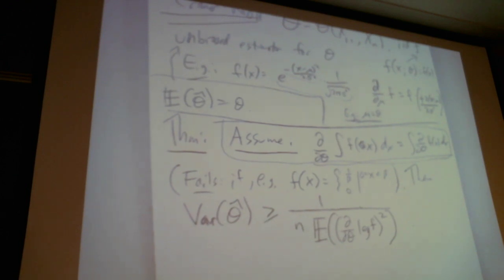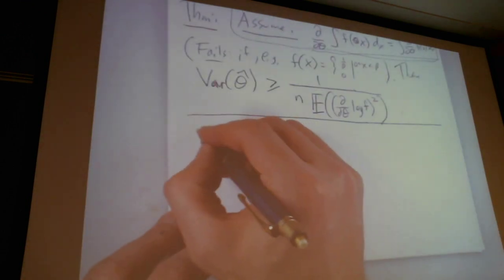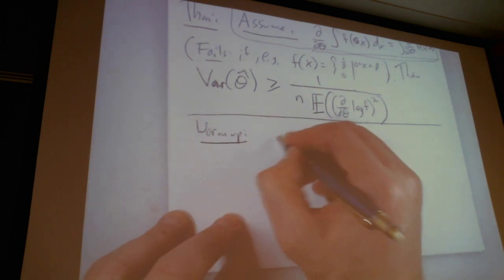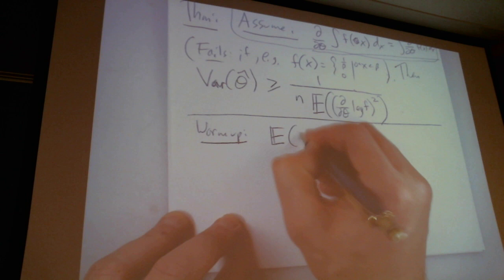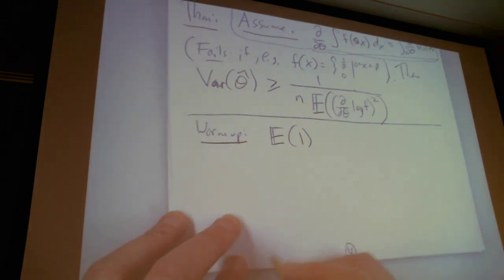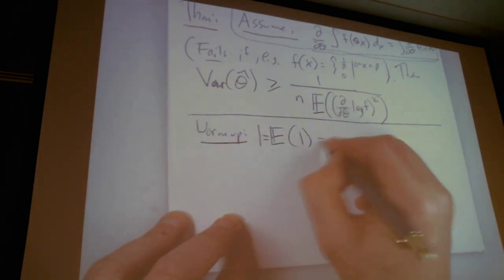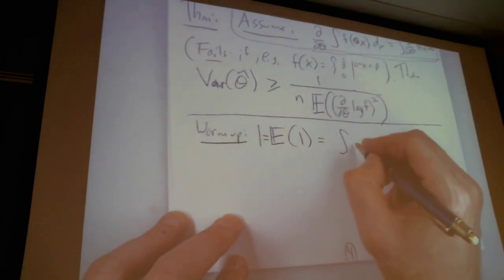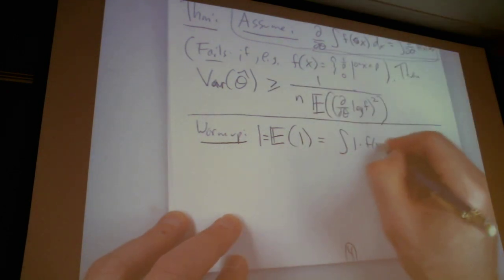Now let's unpack all of this. Let's unpack it with some simple examples. Before we get to this, let's warm up. What is the expected value of 1? It's the integral over the whole domain of 1 times f of x dx.